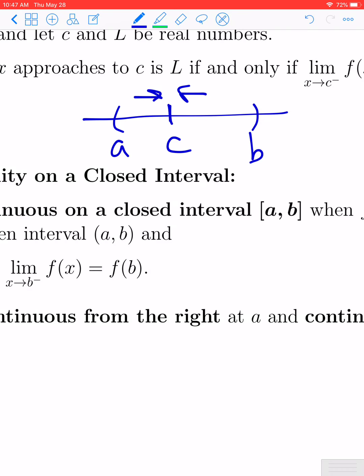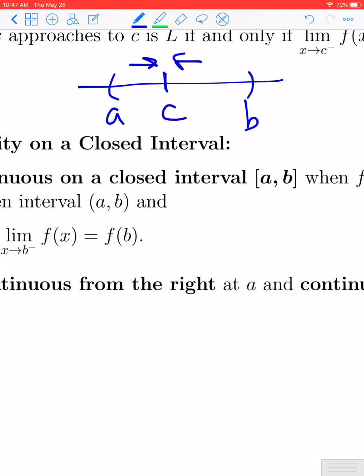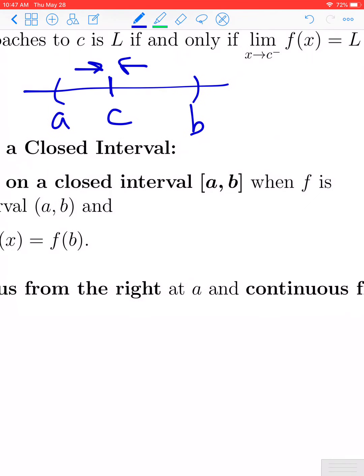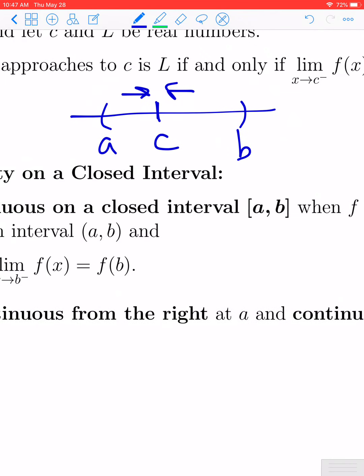If we now want to extend the notion of continuity to a closed interval, a to b, then what's going to happen is the following. A function will be continuous on the closed interval a to b if, first of all, it has to be continuous on the interior. So for any point in between a and b, the function would need to be continuous.